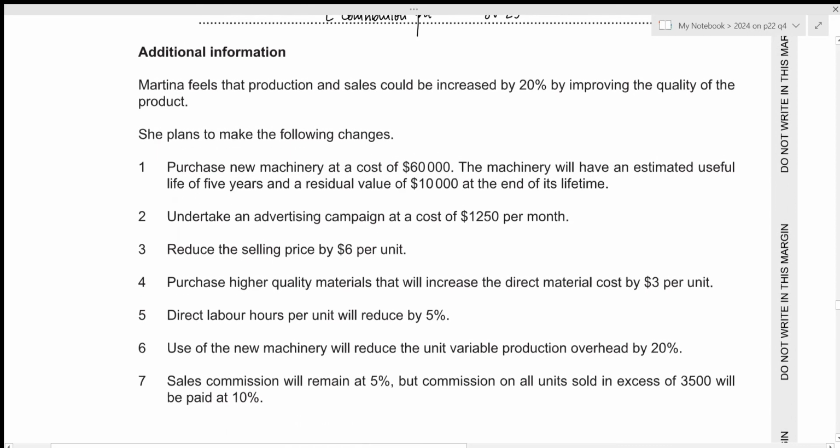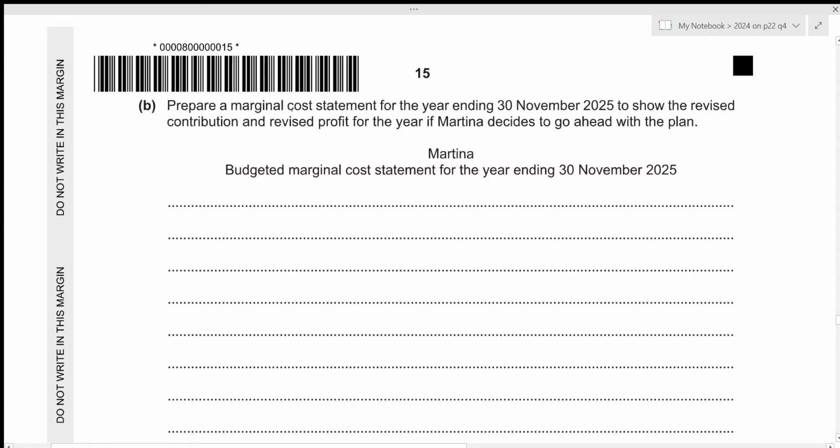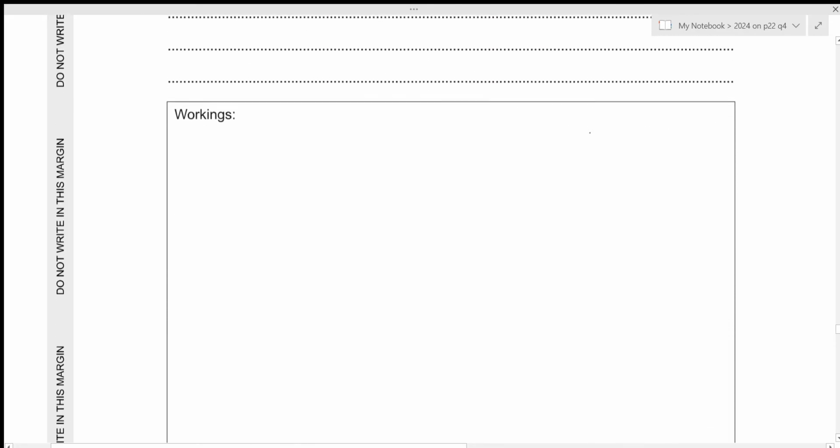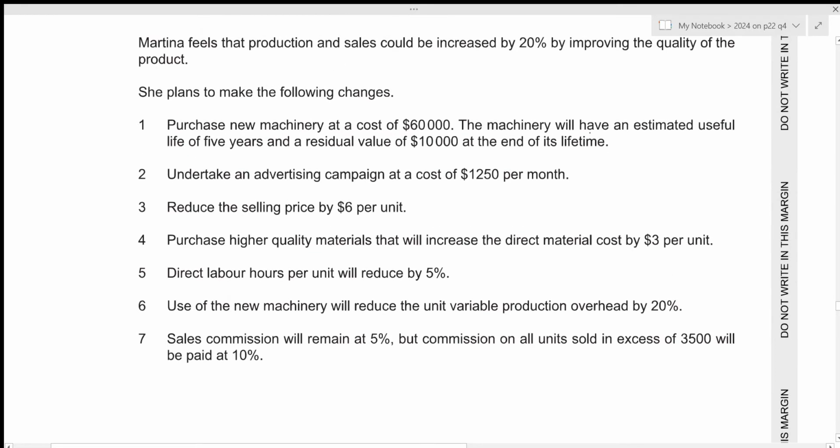Now we have been given the additional information. We need to prepare a marginal cost statement for the year ending 30 November 2025 to show the revised contribution and the revised profit for the year if Martina decides to go ahead with the plan. And we have the working section as well. Let us show all of the workings related to this information within the particular box.